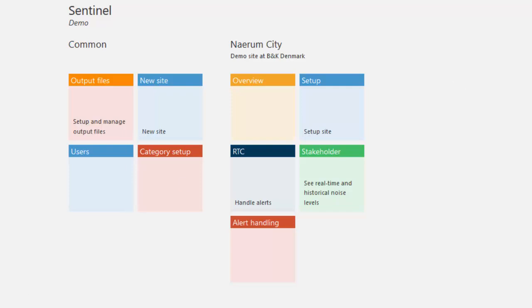This tutorial will take a look at a number of elements of Sentinel, namely the Realtime Control Panel, the Alert Handling section, and the category setup for configuring alert reports. Each element is defined by its icon and colour, and the first is the RTC.